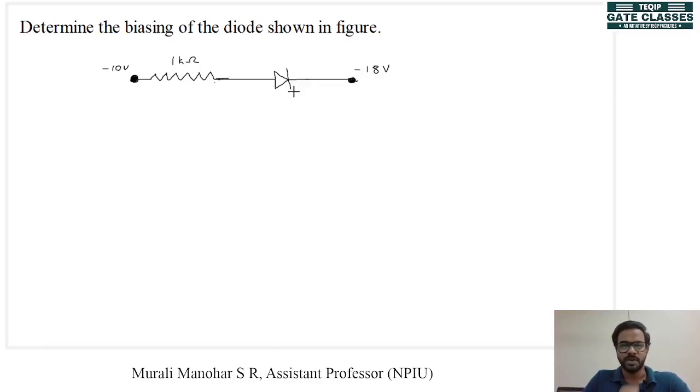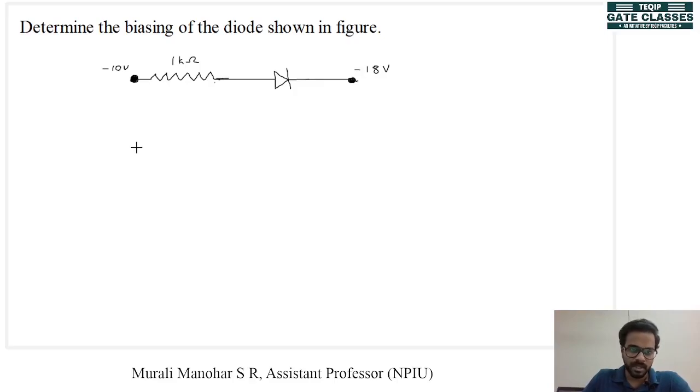Now you know how to find the biasing of the diode. We have one method to solve this problem. So pause here, take your time and find out the result. After that, start the video and see if your answer is right or not. Okay.